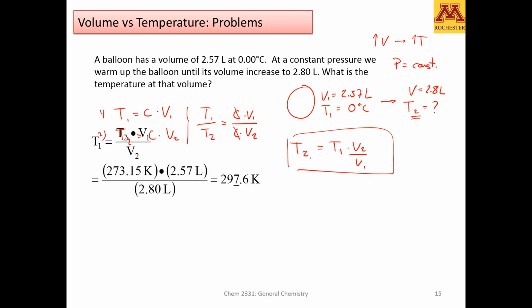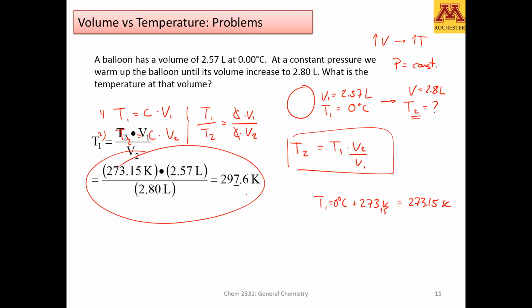Notice though that the temperature has to be in Kelvin. So T1 is 0 Celsius plus 273 Kelvin, 273.15. We should be more specific. Okay, so you just substitute this in here, and then you are able to find the temperature at which you have warmed this balloon so that the volume is 2.8. In this case, it's 297.6.